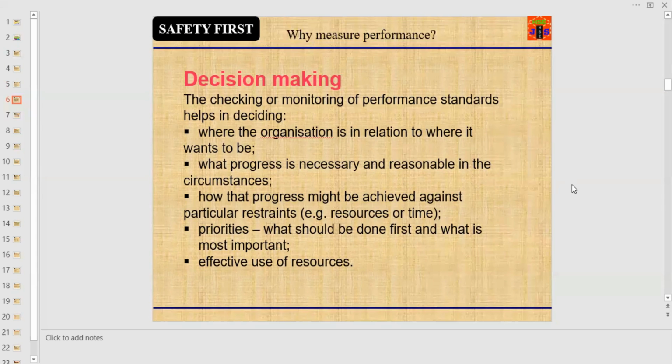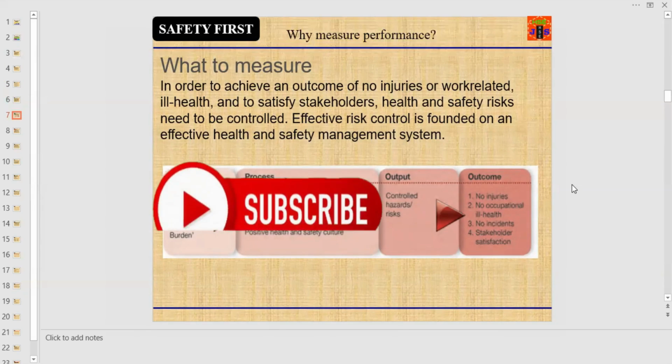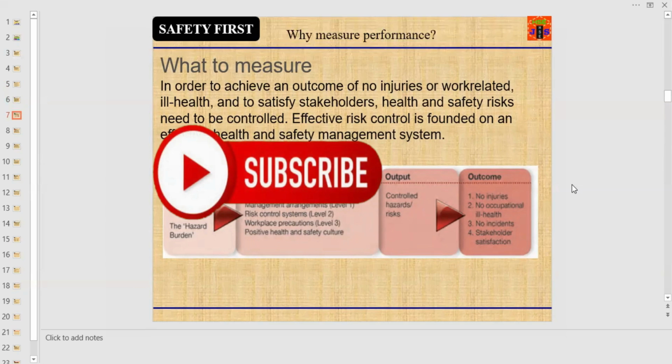Without measuring the performance, you cannot handle such situations or priorities in a better way, and you are not able to make a better decision for the benefit of the company and to get a better result from occupational safety and health culture. But the question is what to measure in order to achieve an outcome of no injuries or work related ill health and to satisfy stakeholders. Health and safety risks need to be controlled. Effective risk control is founded on an effective health and safety management system.